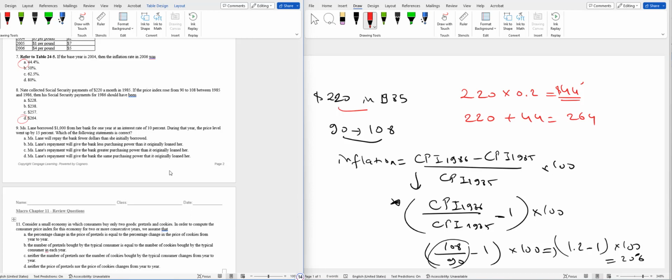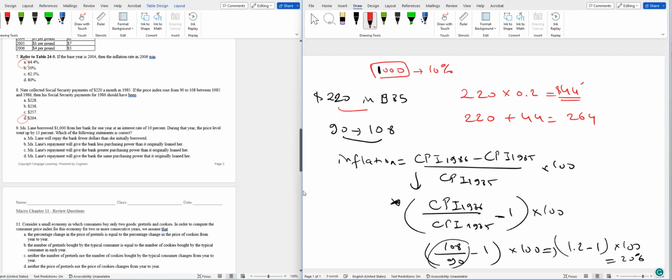During that year, the price level went up by 15%. Which of the following statements is correct? So if you borrow 1,000 today and you're paying back with a 10% interest rate, but the prices rose by 15%, that means the purchasing power of dollars is actually lower now. So when you pay back, you are paying back the loan with a lower purchasing power than it originally loaned to her. Therefore, the right answer is B.